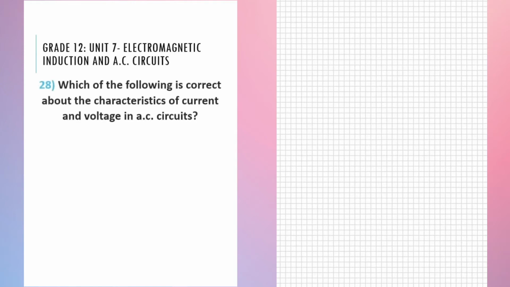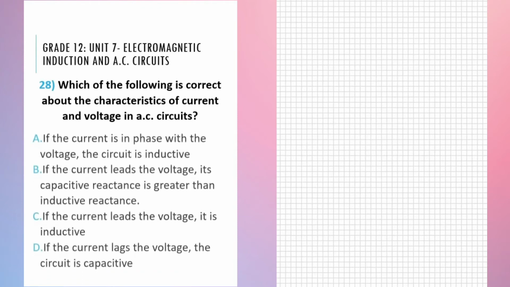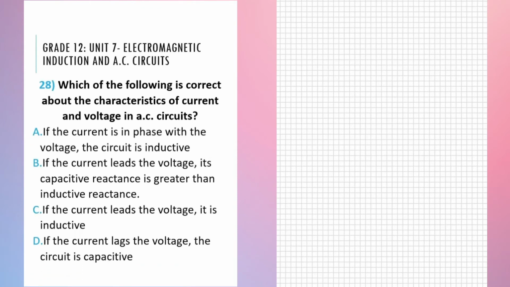Question number 28 states that, which of the following is correct about the characteristics of current and voltage in AC circuits? The choices are A, if the current is in phase with the voltage, the circuit is inductive. B, if the current leads the voltage, its capacitive reactance is greater than inductive reactance. C, if the current leads the voltage, it is inductive. And choice D, if the current lags the voltage, the circuit is capacitive.